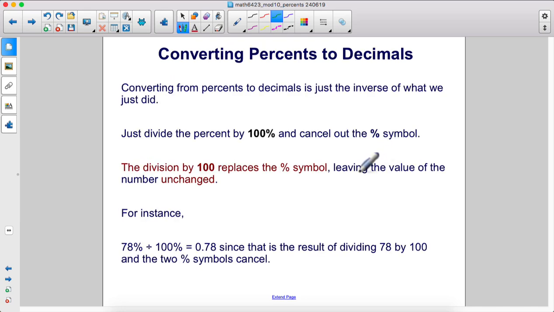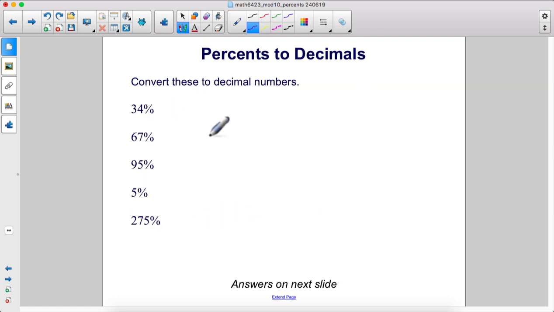Converting from percents to decimals is just the inverse of what we just did. Just divide the percent by 100% and cancel out the percent symbol. The division by 100 replaces the percent symbol, leaving the value of the number unchanged. For instance, 78% divided by 100% equals 0.78, since that is the result of dividing 78 by 100, and the 2% signs cancel.